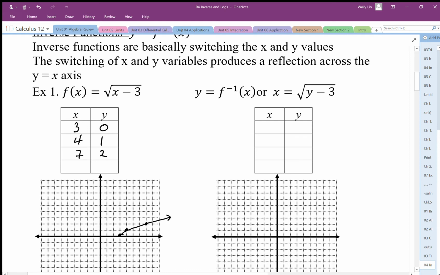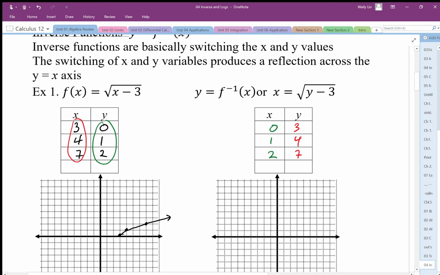When I inverse it, what ends up happening is all my x's become y's. So I end up with 3, 4, 7, and all my y's become x's. So 0, 1, 2. And what I've done here is I've just switched my x and y. This is an inverse. So right now at this point I've done an inverse.